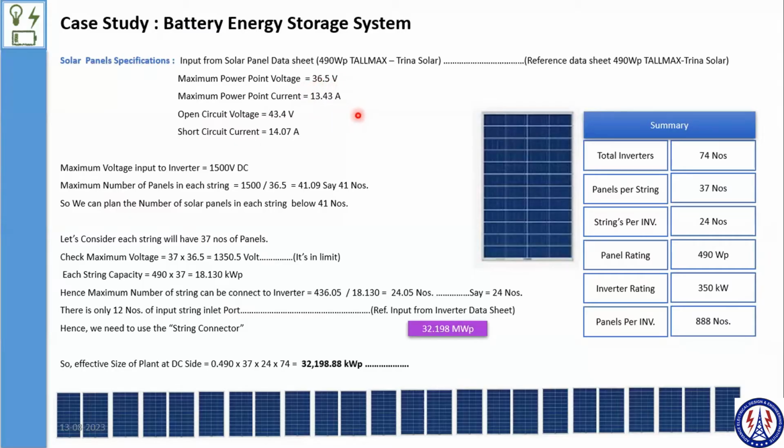Now you just check your capacity is 350 kilowatt, correct? Power is equal to V into I. Do this calculation. Which voltage? Voltage 1500 you need to consider. But the 350 kilowatt is at the AC side. On the DC side, you can consider 436 into 1000 divided by 1500.